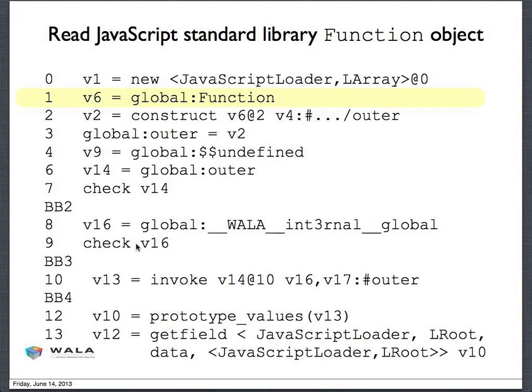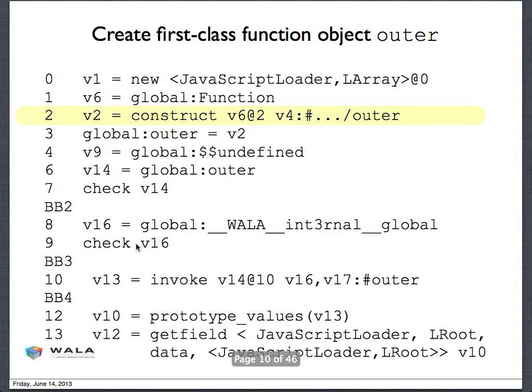Now, all functions in JavaScript are actually constructed from the function object. So first we read the global function object. And the next thing is we create the first class function object outer. So this represents the creation of the function outer.